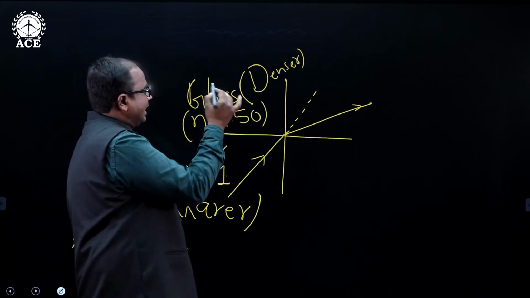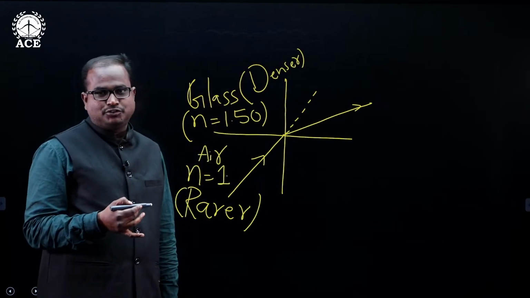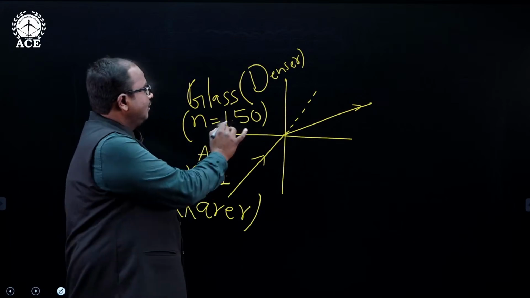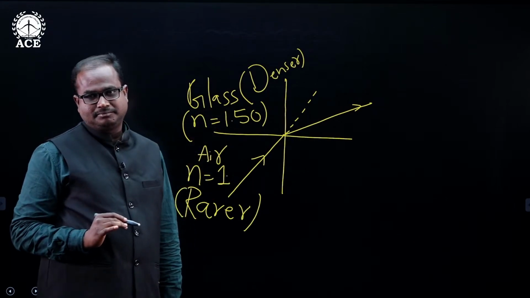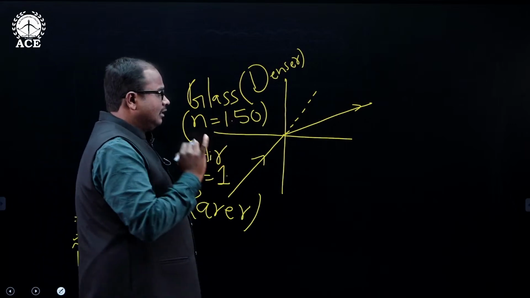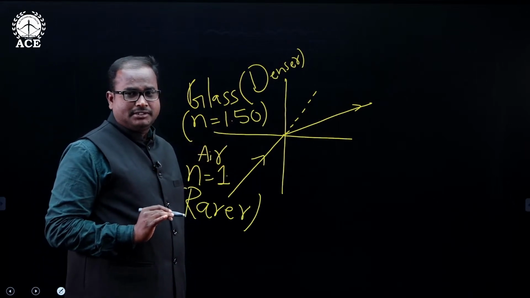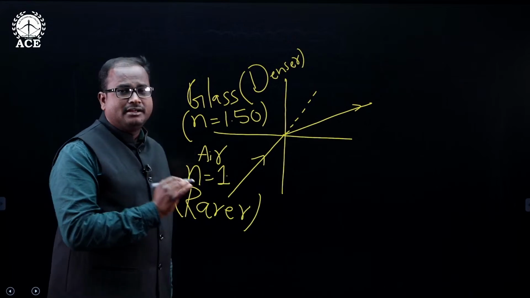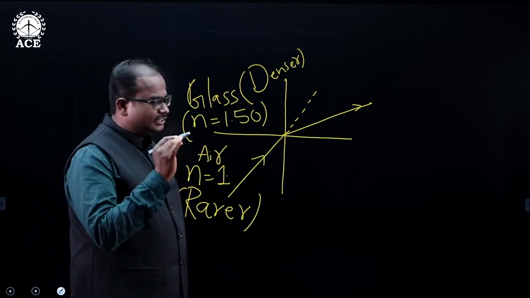And automatically the glass has higher refractive index as compared to air. We call it denser medium. So there are two types of mediums, rarer medium and denser medium.